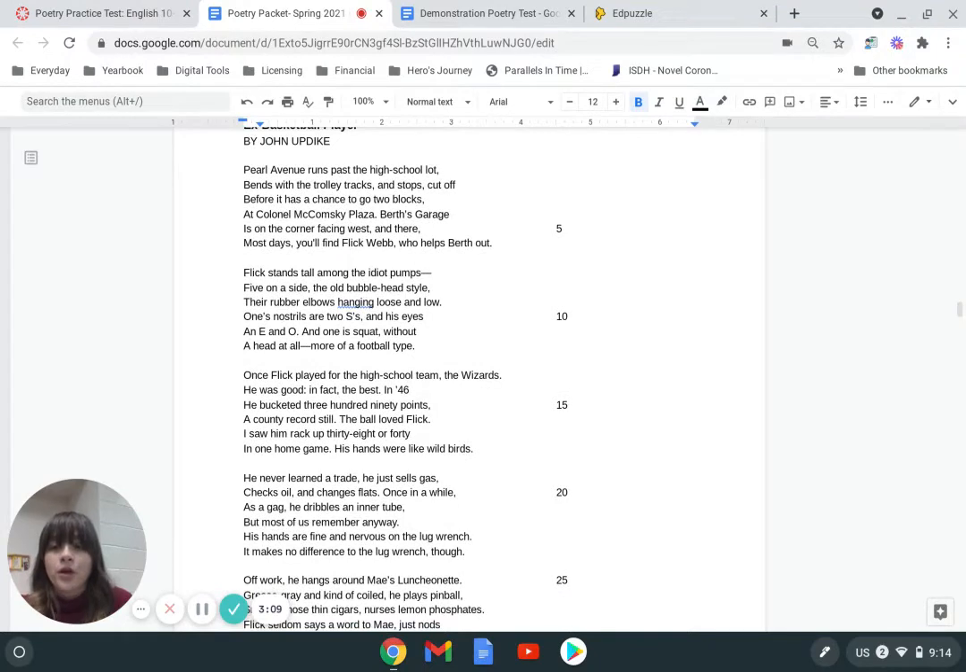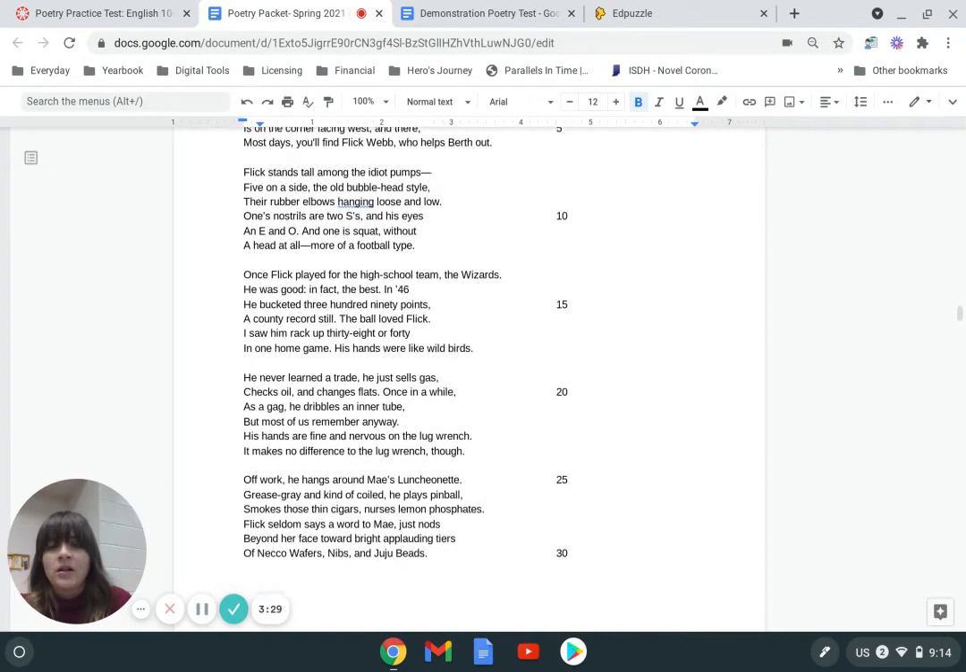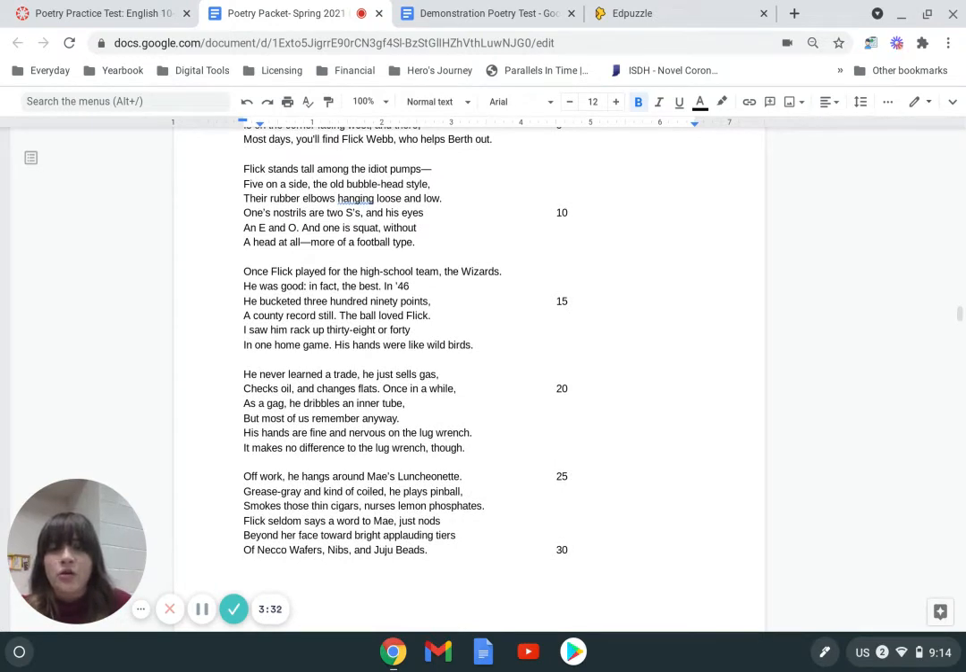All right. Pearl Avenue runs past the high school lot, bends with the trolley tracks, and stops cut off before it has a chance to go 2 blocks. At Colonel McComsky's Plaza, Berth's garage is on the corner facing west, and there, most days, you'll find Flick Webb, who helps Berth out. Flick stands tall among the idiot pumps, 5 on a side, the old bubblehead style, their rubber elbows hanging loose and low. One's nostrils are 2 S's, and his eyes an E and an O. The one is squat without a head at all, more of a football type.